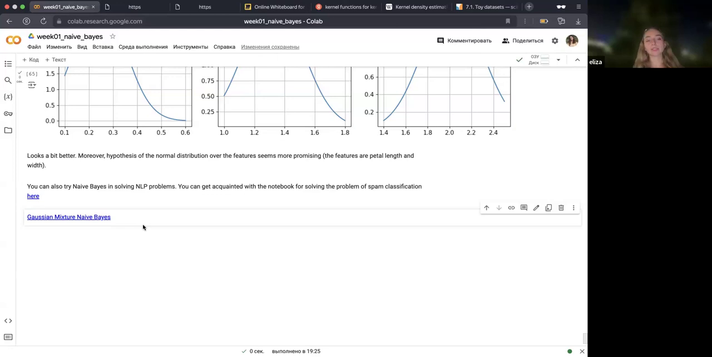And with these methods, you also can improve naive Bayes, because you give the ability to consider not only a unimodal normal distribution, but a multimodal distribution also works, because you use a mixture of some normal distributions, and it could work better.